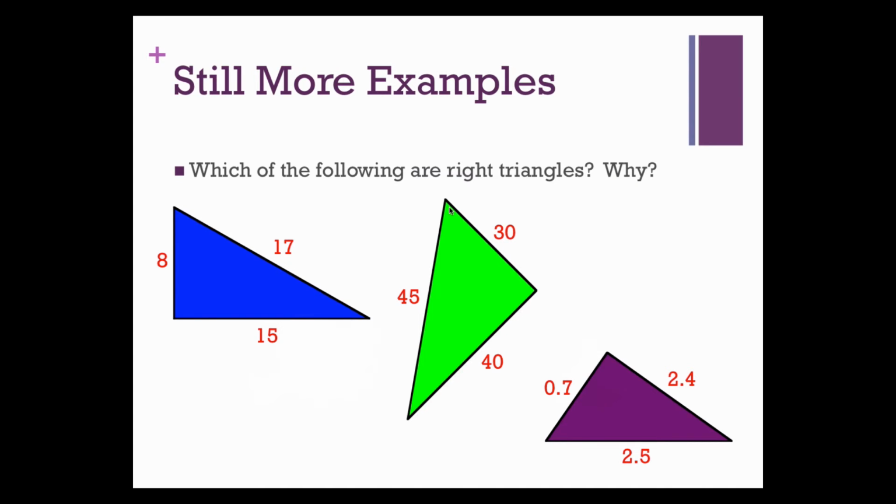Now, the next question is, first of all, we know they're all triangles. We know that the green one is not a right triangle. The question is, what kind of triangle is it? Is it acute or is it obtuse? Yes, it is scalene, you're right. But is it acute or obtuse? Guesses? Acute, because it looks acute.